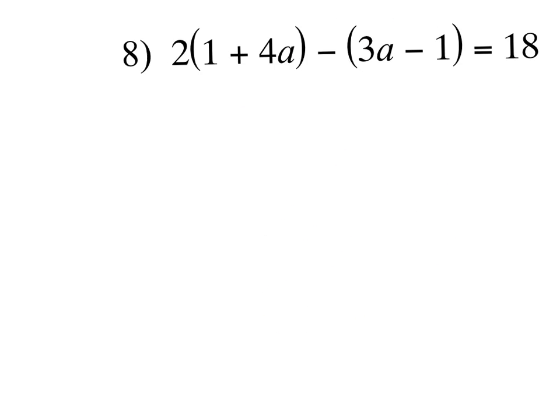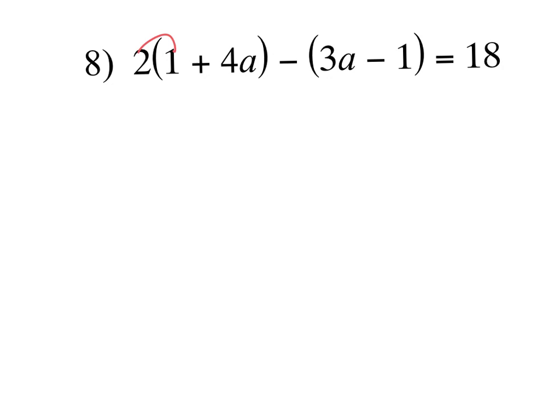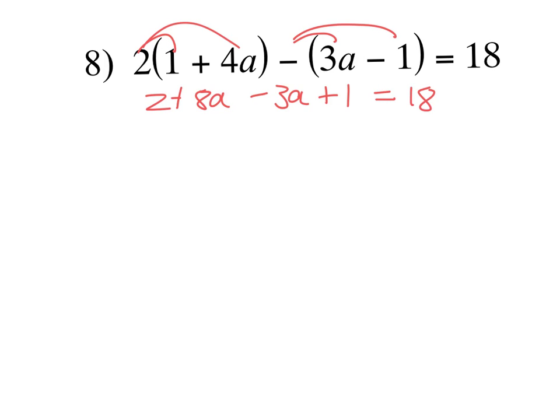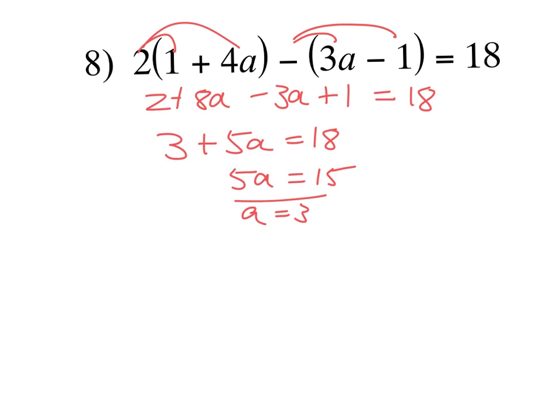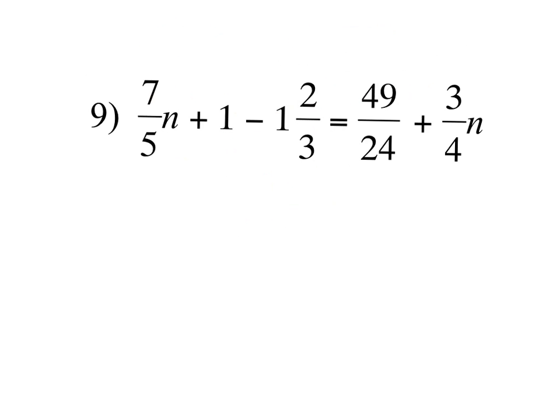Solving this one, if I distribute, I'll have 2 plus 8a. Distribute the negative, there's negative 1, negative 3a plus 1 is equal to 18. Combining like terms, I have 3 plus 5a is equal to 18. Take away 3 from both sides. 5a is 15. Divide by 5. a is 3. So the answer is a is 3.